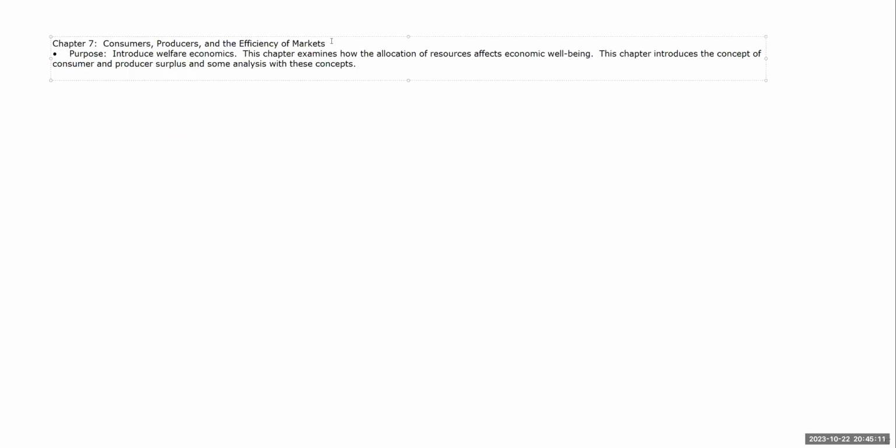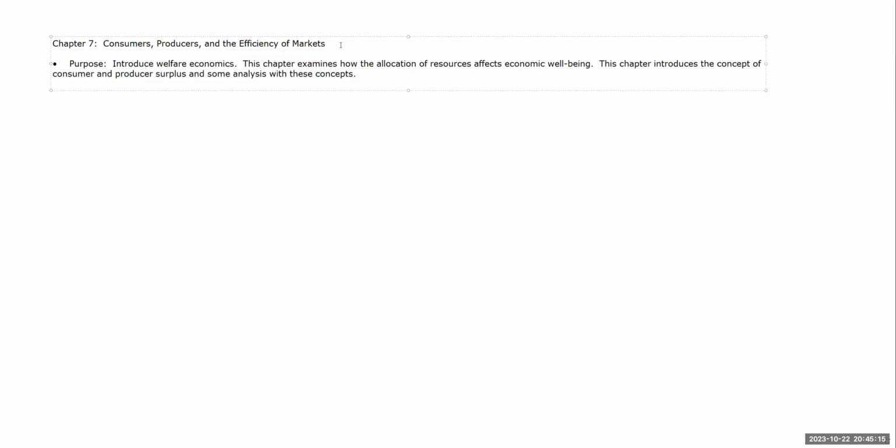This lecture is about chapter 7. Chapter 7 is our introduction into the tools that we can use to study welfare economics. Basically, here we're going to learn about consumer surplus, producer surplus, total surplus, and how a surplus can be used to measure efficiency of a market.